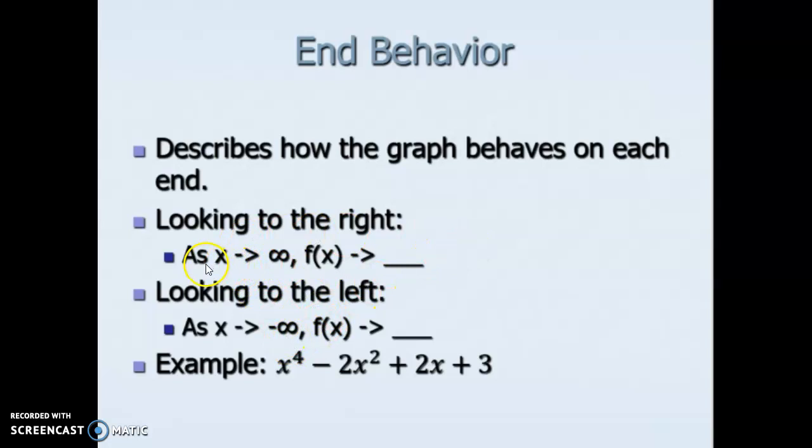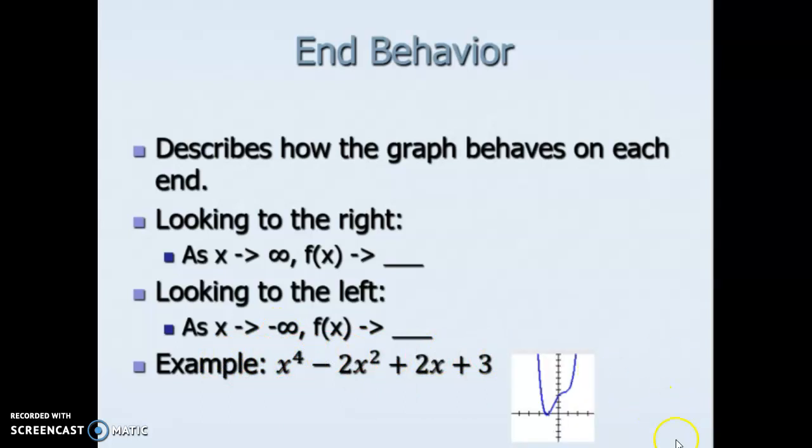When you are writing your notation, looking to the right is as x approaches infinity, because as I look to the right, my x value is getting closer and closer to infinity. F of x is approaching either infinity or negative infinity. It's either rising and going to infinity or falling and going to negative infinity. Same thing for looking to the left, but it starts as x approaches negative infinity, because to the left is negative infinity.